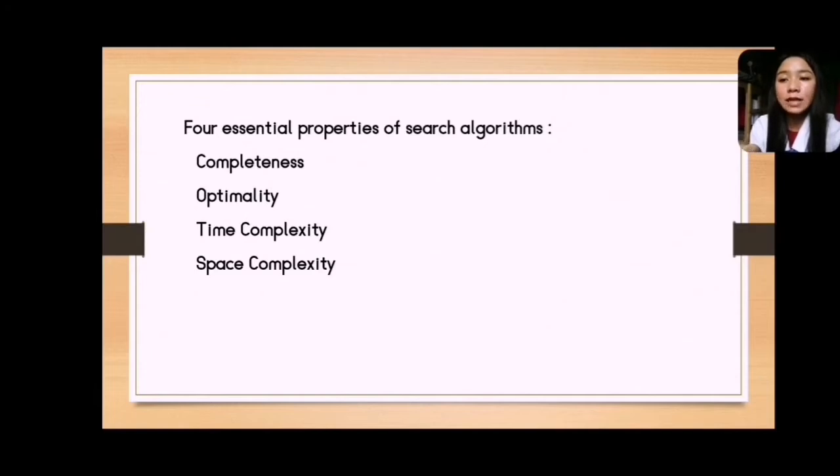Time complexity is a measure of time for an algorithm to complete its task. And space complexity, it is the maximum storage space required at any point during the search, as the complexity of the problem.